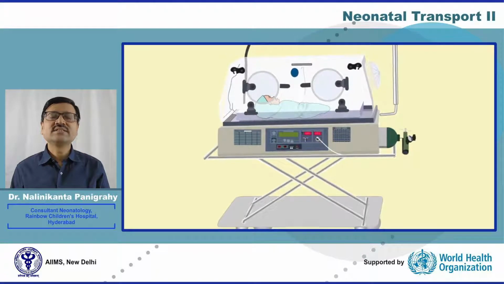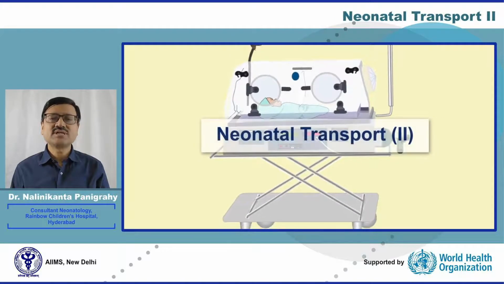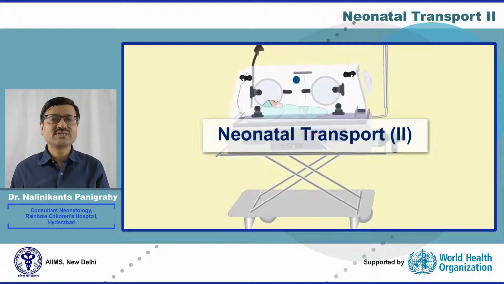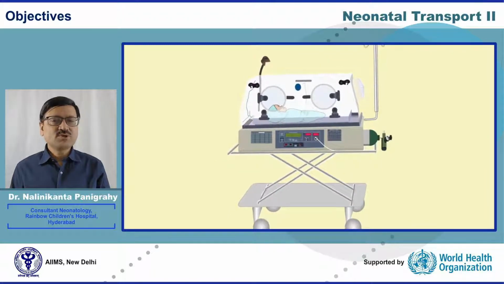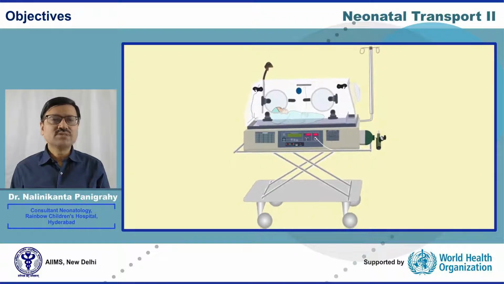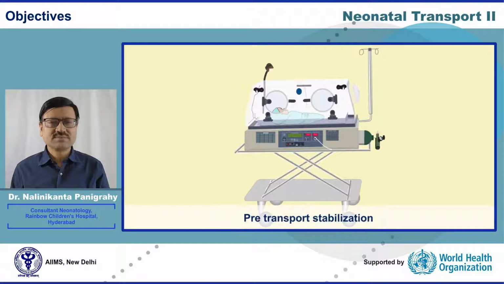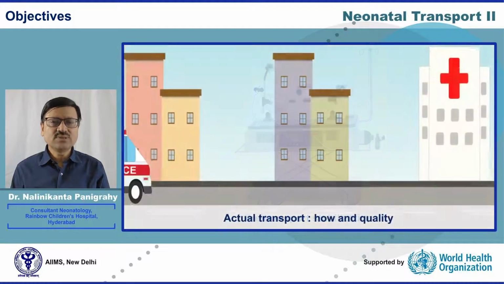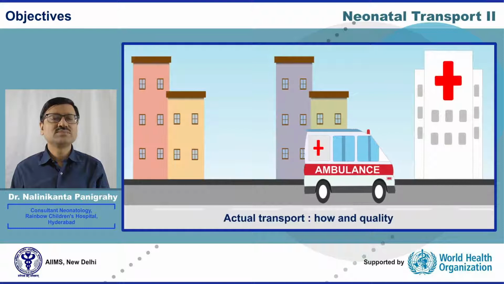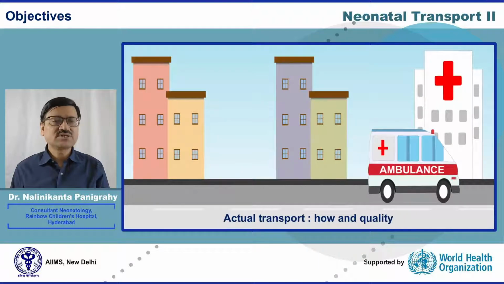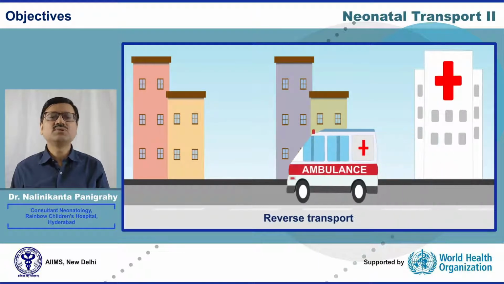Hello, I'm Dr. Nalinkanta. In this second session of neonatal transport, today we are going to discuss three main objectives. To get the best possible way in neonatal transport, the most important part is, before initiating transport, how to stabilize the baby. So we'll talk about pre-transport stabilization, and the process of actual transport, how to do it, and what are the quality markers and how to do it in the best possible way. And the third objective will be reverse transport. I will come to that later.